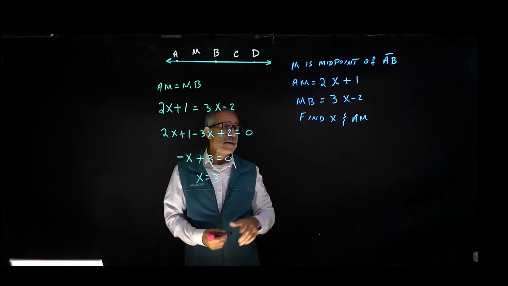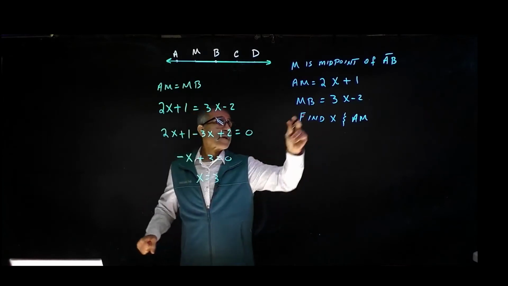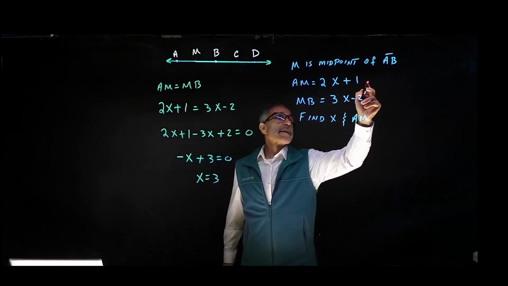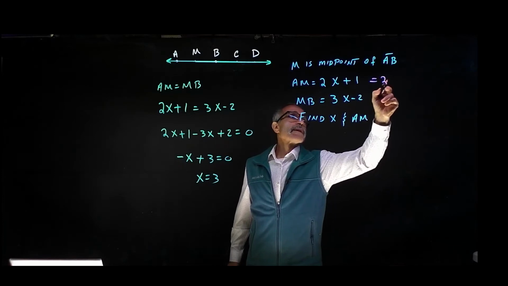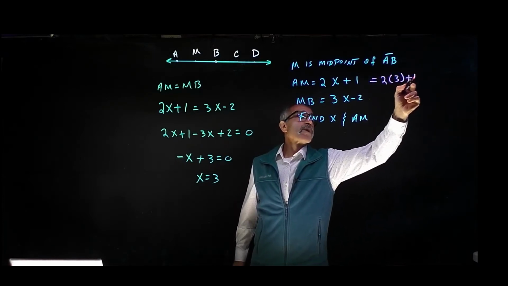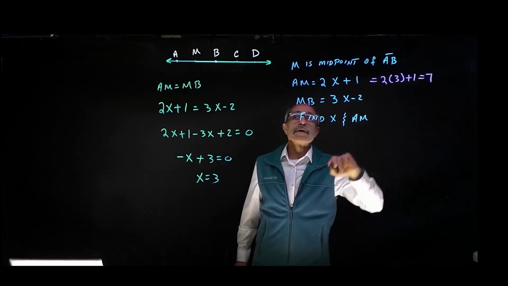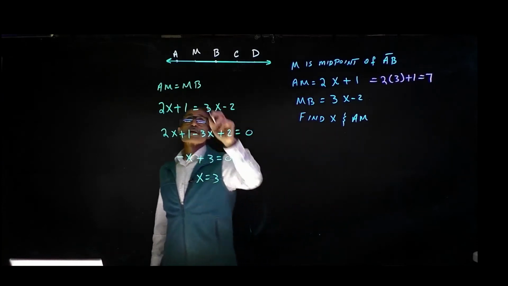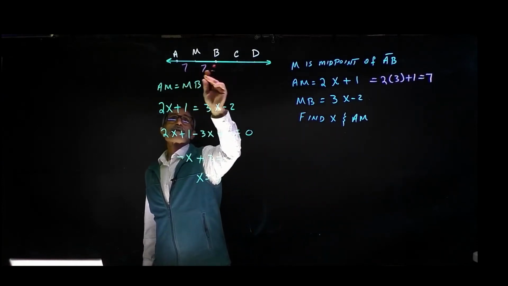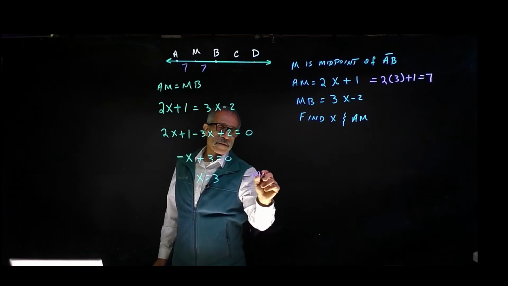So what is AM? AM, it's going to be from here. That means AM comes out to 2 times 3 plus 1, which is equal to 7. So the length of this is going to become 7, and that's going to become 7. So AB comes out to 14.